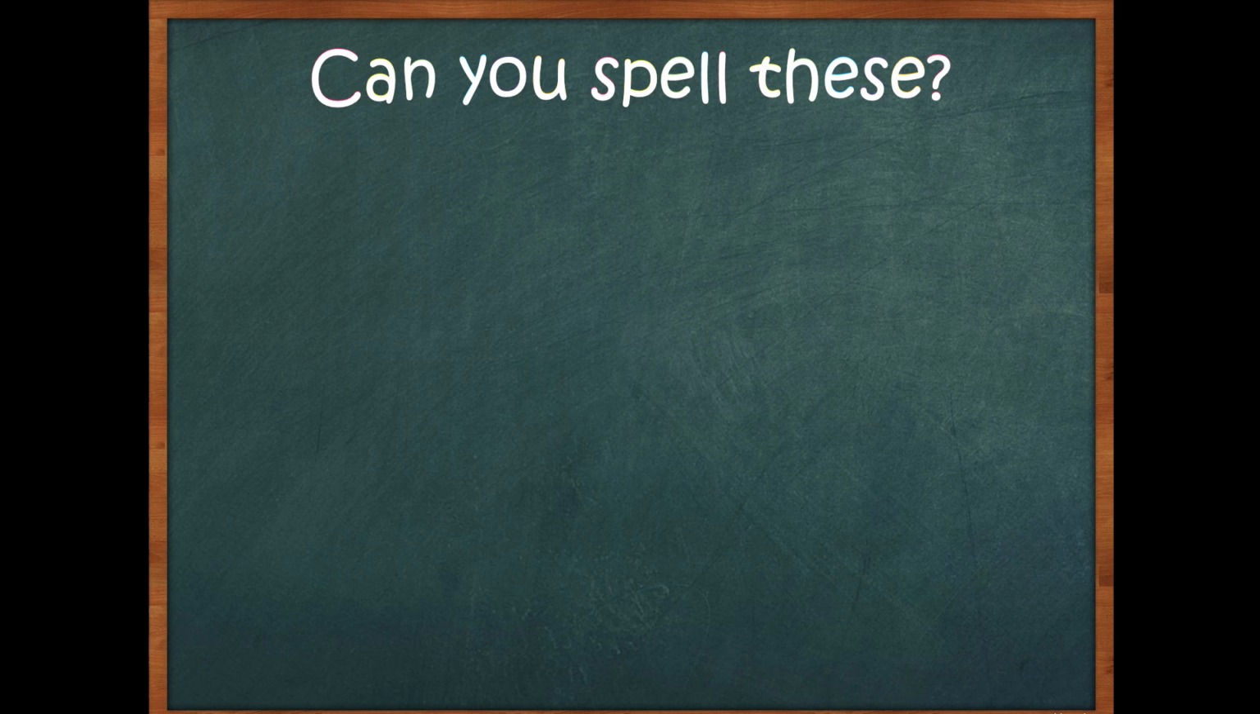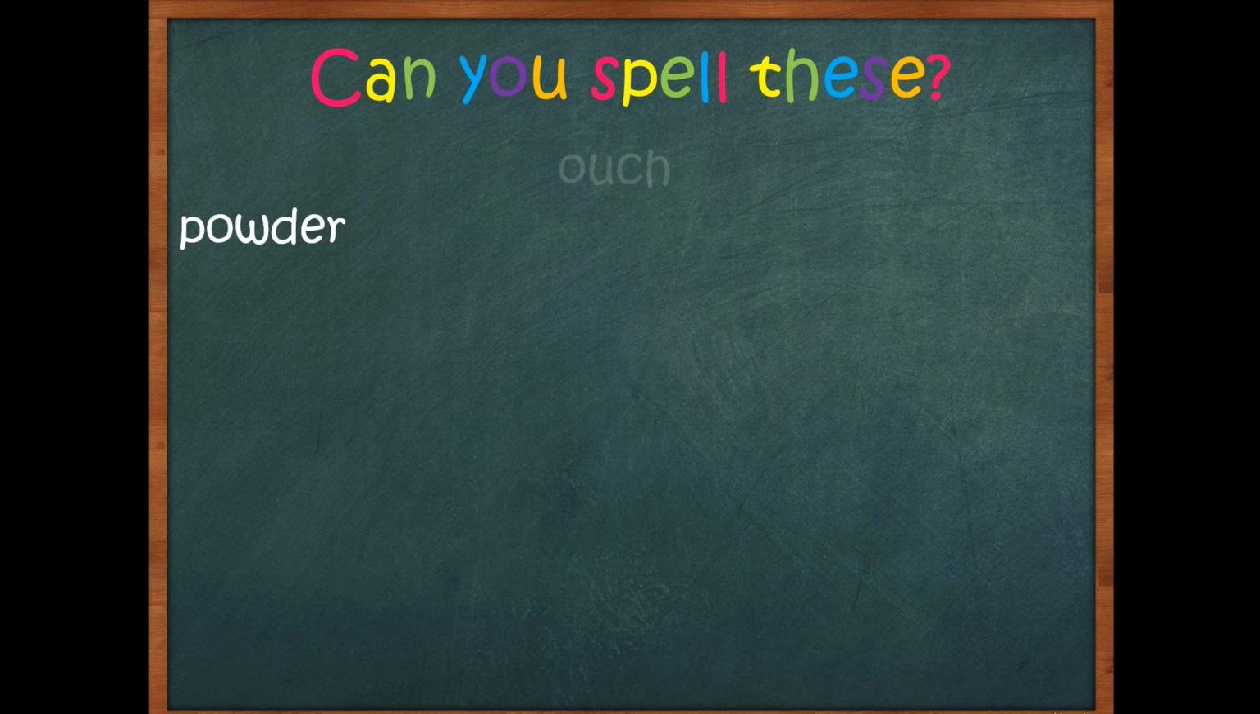All right, and let's see if you can spell these. Your first word is powder. Powder. She sprinkled some powder on the cake. Here it is. Okay, the next one is ouch. Ouch! I stepped on a Lego in the dark. All right, here it is.